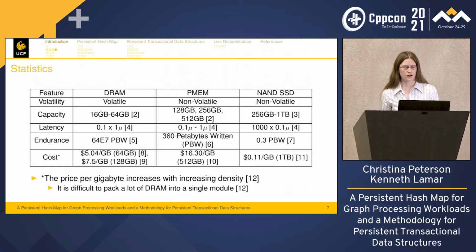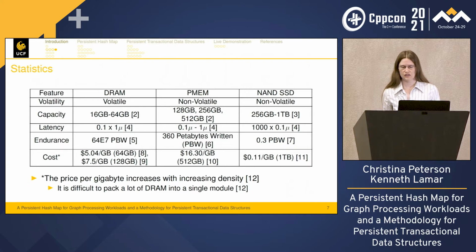But the cost for DRAM for about 64 gigabytes is $5 per gigabyte. For 128 gigabytes, which is not common, but it's been done, that's about $7.5 per gigabyte. And the price per gigabyte is going to increase with increasing densities because it's difficult to pack a lot of DRAM into a single module. So if we were able to create DRAM at the capacity of persistent memory, it's going to be a lot more expensive than that $16.3 per gigabyte for persistent memory.